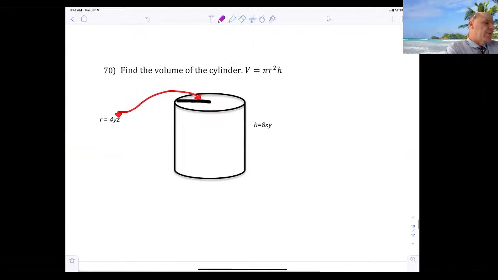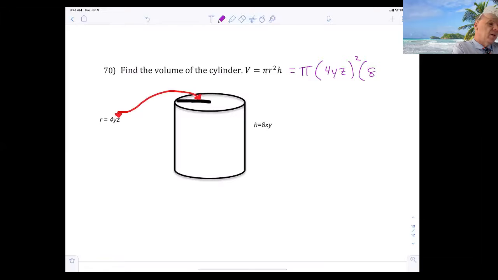All right, here we go. Number 7, volume equals pi r squared times h. So pi, what's the radius? 4y. Yep, and then I square, and then I multiply by the height, which is 8xy. All right, so now, help me out. 4 squared. Come on, that's not a trick question. Thank you very much. And then I'm multiplying by 8xy.